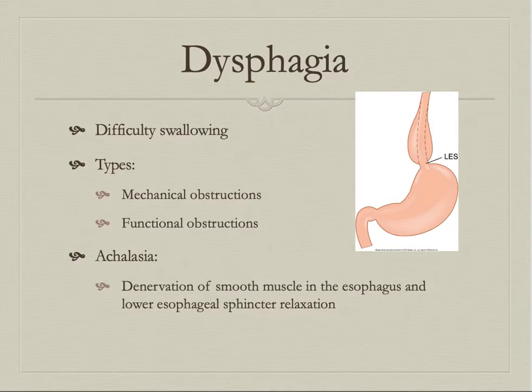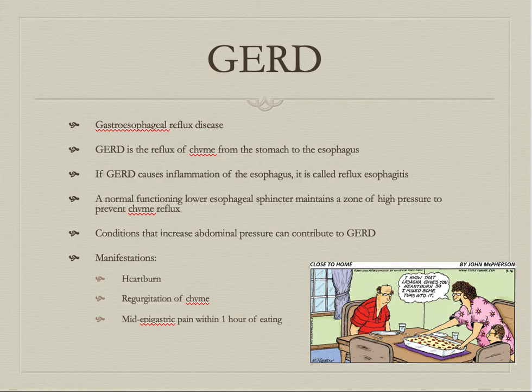Achalasia means that the sphincter doesn't actually work. It's not there. And so as a result, that sphincter doesn't do what it's supposed to do. It doesn't tighten. And so it's completely relaxed, which means that things go up and down and up and down and up and down. Okay. You're going to get a lot of reflux with that.